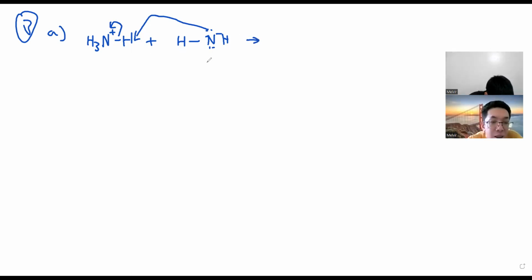Continue mo lang ha. Label first acid and base so that you'll be guided. Siyempre, usually, ang mga bases, siya yung electrophiles mo.